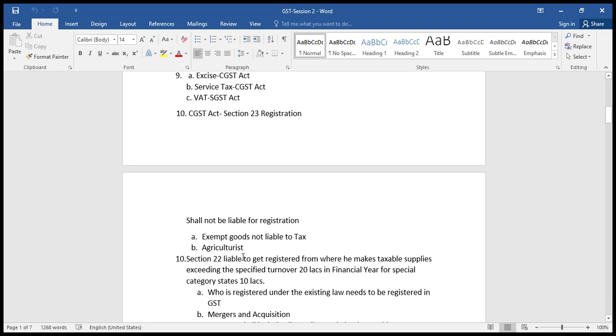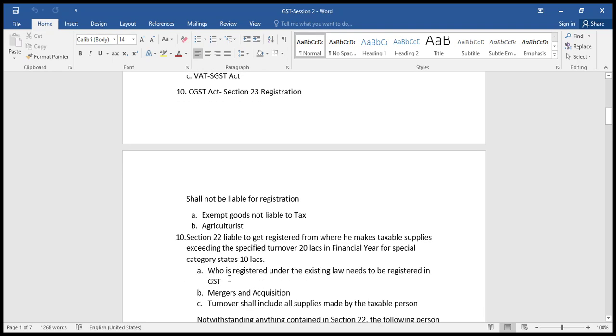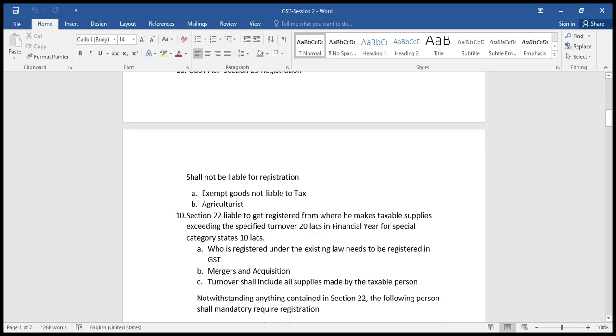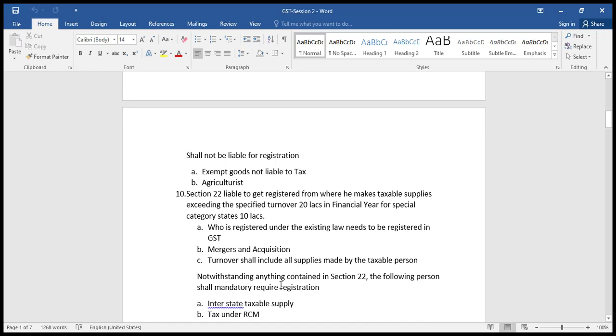Section 22: a person is liable to get registered where he makes taxable supplies exceeding the specified turnover of 20 lakhs in a financial year. For special category states it is 10 lakhs. Whoever is registered under existing law needs to be registered under GST. In mergers and acquisitions, turnover shall include all supplies made by the taxable person.